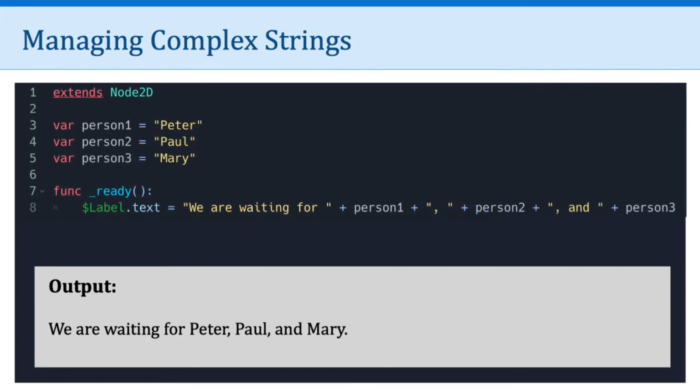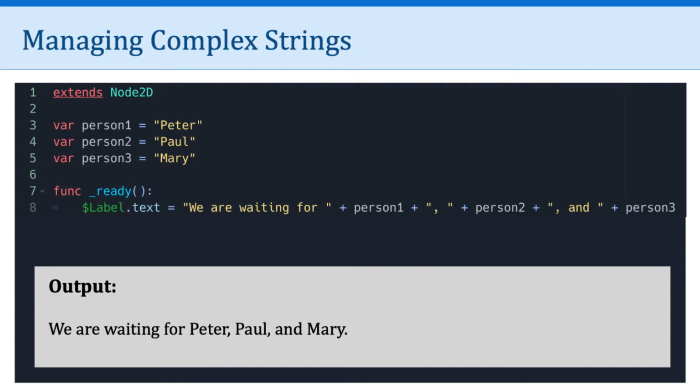Now, we've also seen this semester times where strings can get pretty complicated. So take a look at this example where the output is "we are waiting for Peter, Paul, and Mary". If you look at line 8 of the sample code, you can see we are saying "we are waiting for " plus person1 plus ", " plus person2 plus ", and " plus person3. And that's getting pretty cumbersome to manage. And so Godot offers some different ways of managing complex strings.